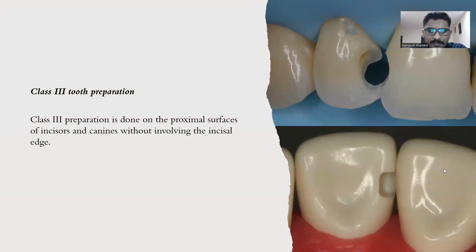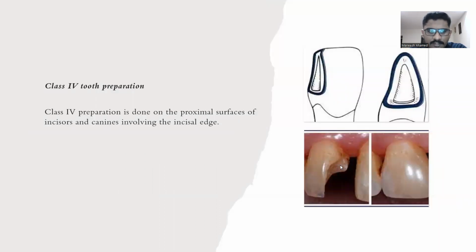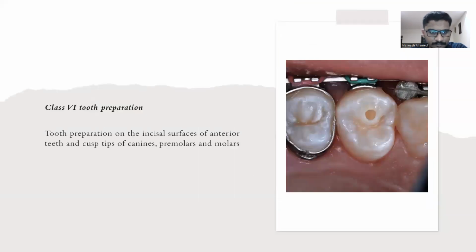So class 3 preparation is basically a preparation on the proximal surface of incisors or canines without involving the incisal edge. So the class 4 preparation will naturally be the preparation on the proximal surface of incisors and canines involving the incisal edge. In this picture, we can see that it involves the incisal edge. As you can see in this diagram also, it involves the incisal edge of the tooth. So that is class 3 and class 4.